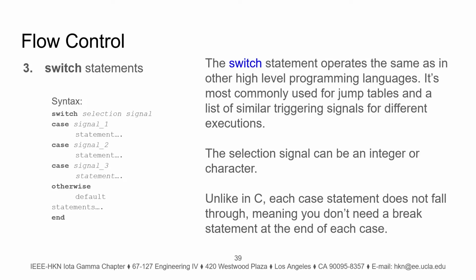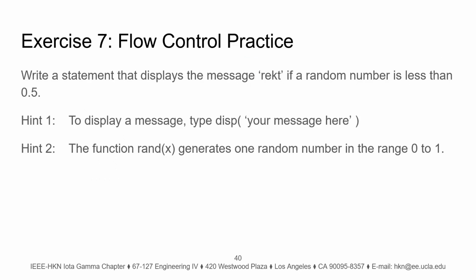Third, we have switch statements. The switch statement operates the same as in other high-level programming languages. It's most commonly used for jump tables and a list of similar triggering signals for different executions. The selection signal for the switch statement can be an integer or a character. Unlike in C, each case statement does not fall through, meaning you don't need a break statement at the end of each case. So, when the selection signal is signal 1, it'll just call the case under signal 1 and won't fall through to the other cases. So that's pretty nice. And as always, you also need an end at the end, like with the else.